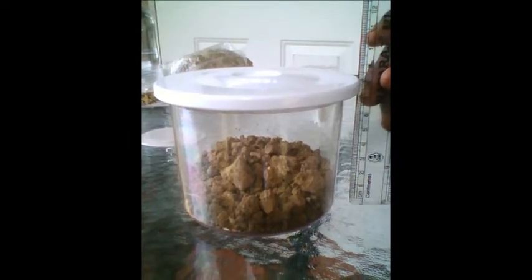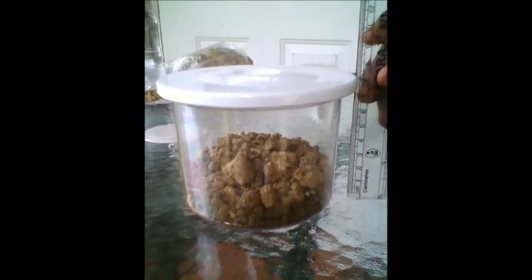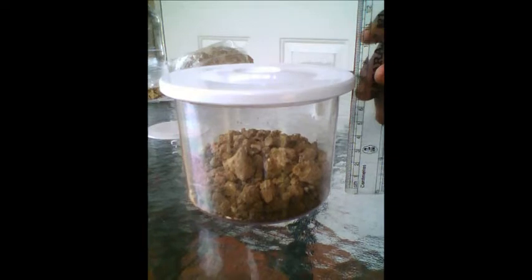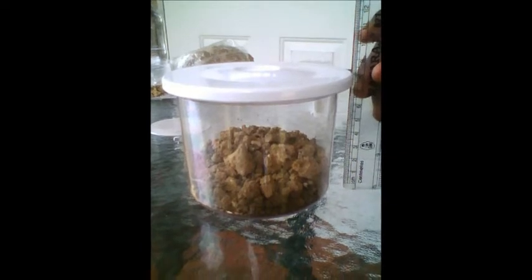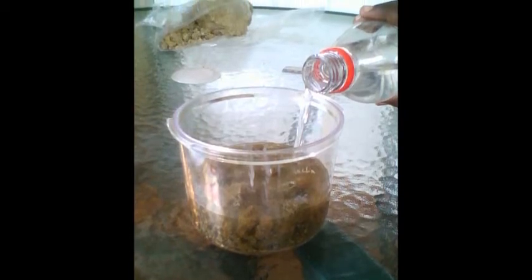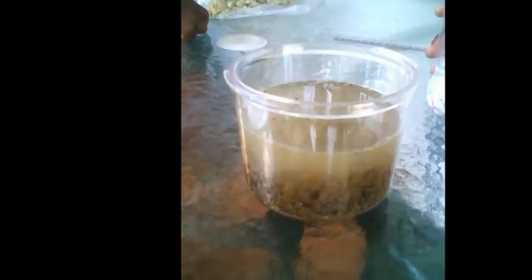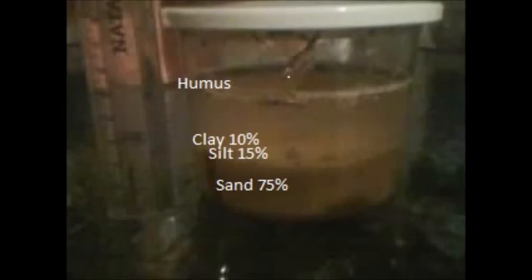To determine the composition of the soil, the jar method was utilized. 5 centimeters of soil was placed in a lucid jar. 3/4 of the jar was then filled with water and shaken vigorously, and was left to settle for 24 hours. The various layers were then measured, with 70% being sand, 15% being silt, 10% being clay, and 5% being humus and suspended matter.